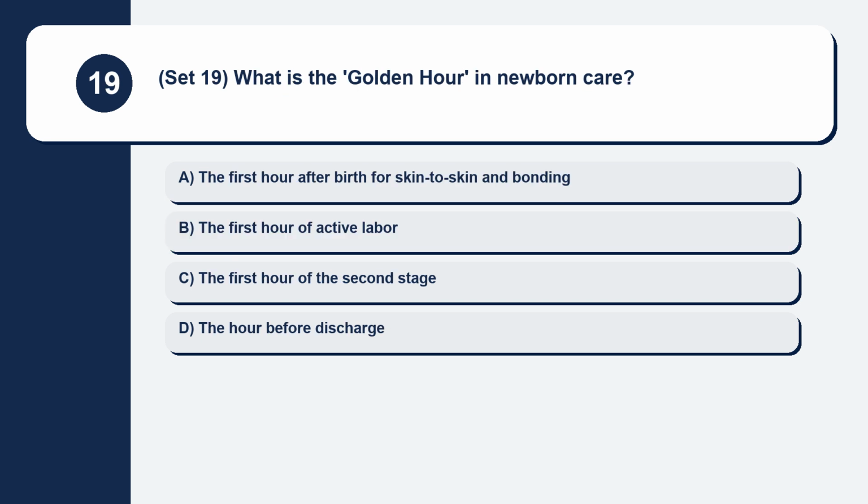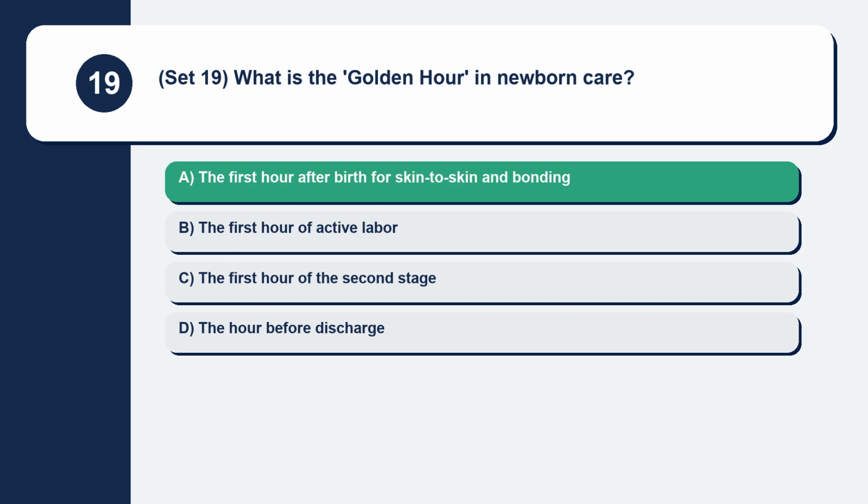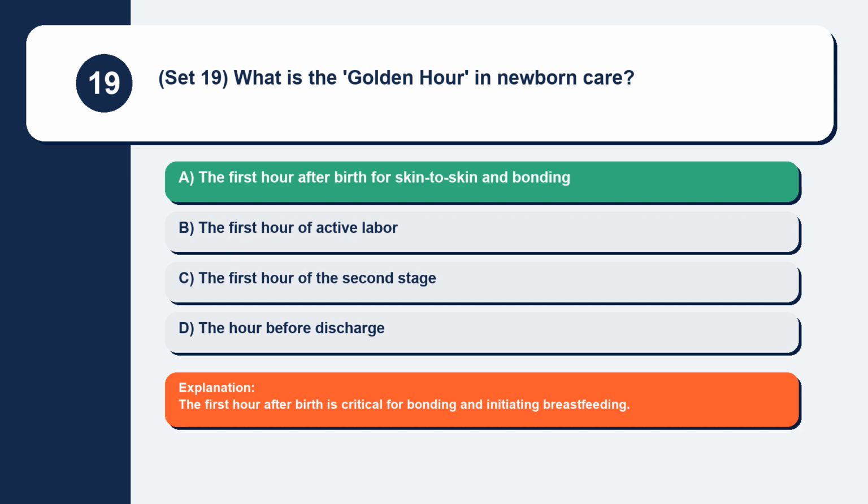Question 19. Set 19. What is the golden hour in newborn care? The first hour after birth for skin-to-skin and bonding, the first hour of active labor, the first hour of the second stage, the hour before discharge. The first hour after birth is critical for bonding and initiating breastfeeding.